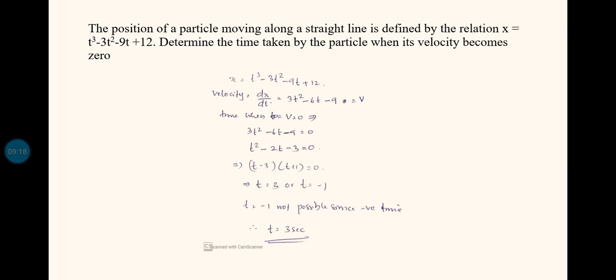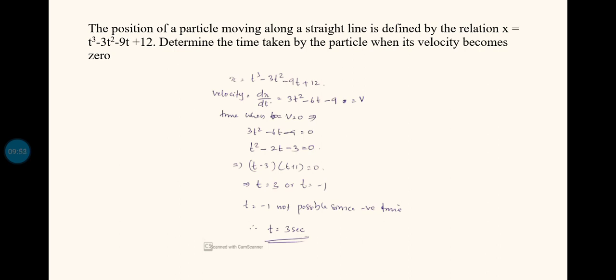Now what we want to find out is the time taken by the particle when its velocity becomes 0. After some time the velocity becomes 0, so it is a deceleration case. From a particular velocity it is continuously decreasing, so finally velocity is going to be 0. So we want to find that time. We substitute v equal to 0 in the above equation. So v equal to 0 implies 3t square minus 6t minus 9 equal to 0. From that you can get t square minus 2t minus 3 equal to 0. That is an equation.